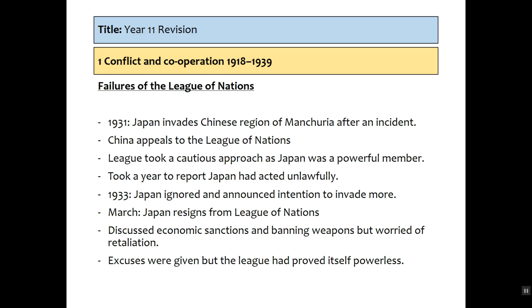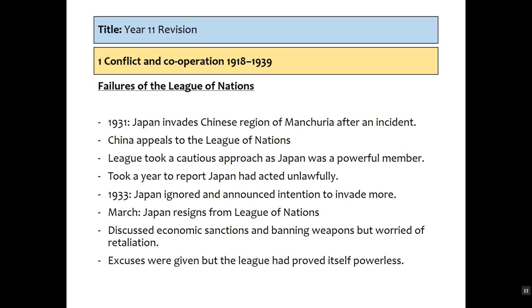There were discussions of economic sanctions and banning weapons, but there were worries of retaliation, so they didn't do anything. There were excuses offered by the League for their failure. Japan was far away, it was a special case, there was a valid point, etc. The Manchuria crisis was so important as it showed that the League was powerless against strong nations. And of course, Hitler and Mussolini are looking on with interest. They know that they have an option here available if they wish to exercise it, and the League is going to do nothing.